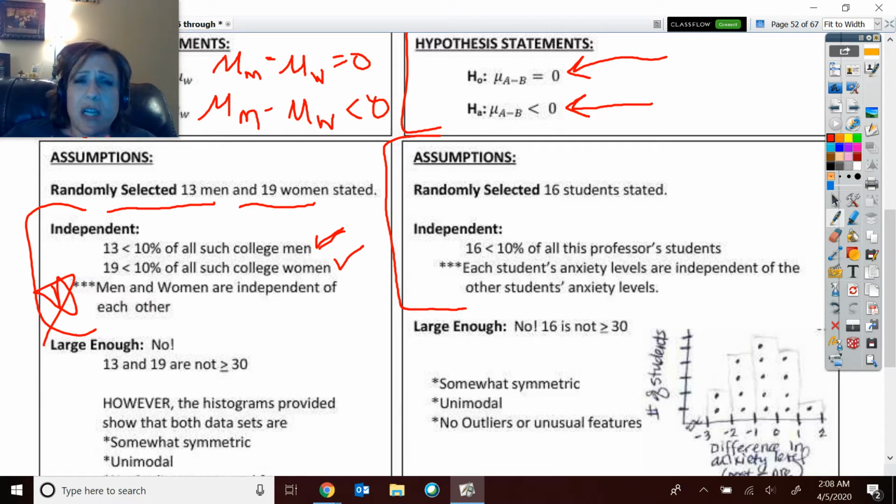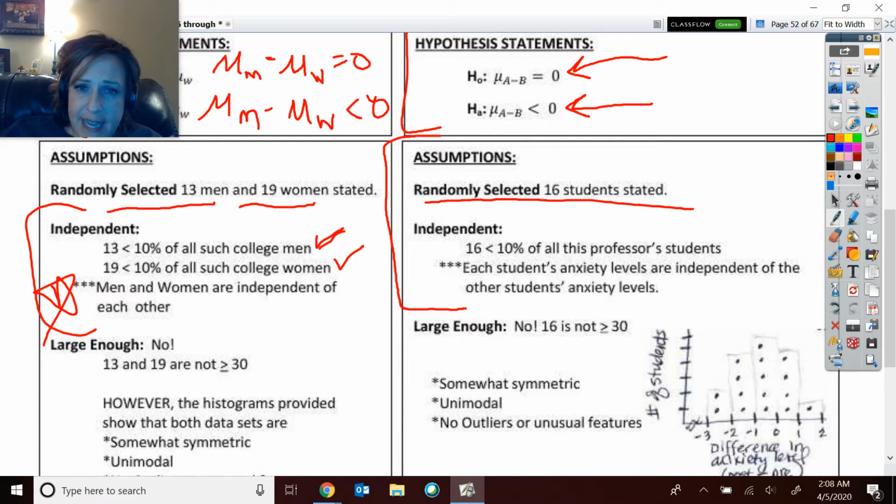Because we just are talking about this one set of subjects, we had 16 randomly selected students from this professor's students. And because we know that professor had 180 students, we know that this 16 is less than 10% of all this professor's students, okay?